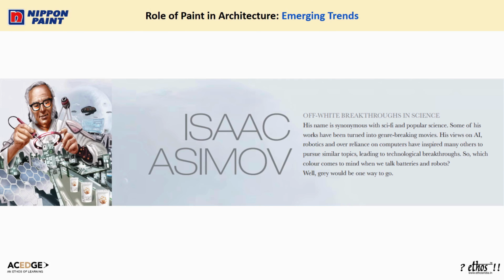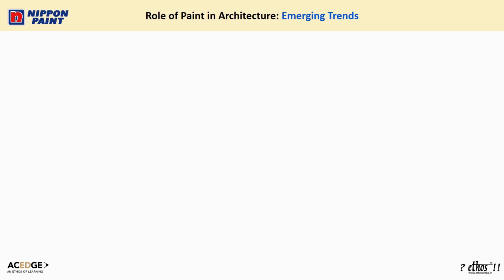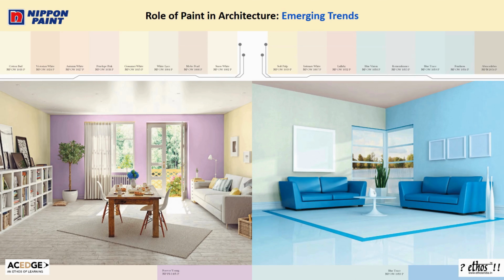Off-white breakthroughs in science. His name is synonymous with sci-fi and popular science. Some of his works have been turned into genre-breaking movies. His views on AI, robotics, and over-reliance on computers have inspired many others to pursue similar topics, leading to technological breakthroughs. So, which color comes to mind when we talk batteries and robots? Well, grey would be one way to go. Isaac Asimov's collection has soothing pastels, grey tones, and tranquil colors.